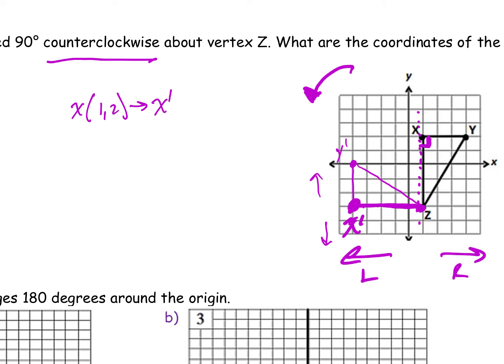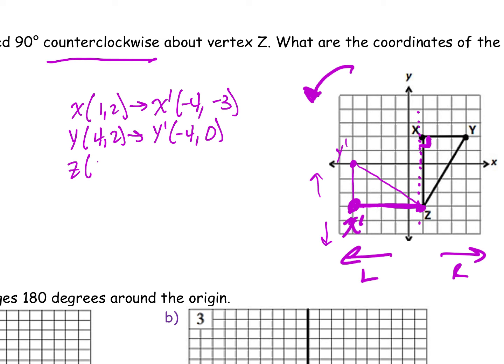And X prime is located at -4, -3. What comes after X? Y. Y is located at 4, 2. So Y prime is going to be located at -4, 0. And Z is located at 1, -3. And it didn't move, so it's still located at 1, -3.